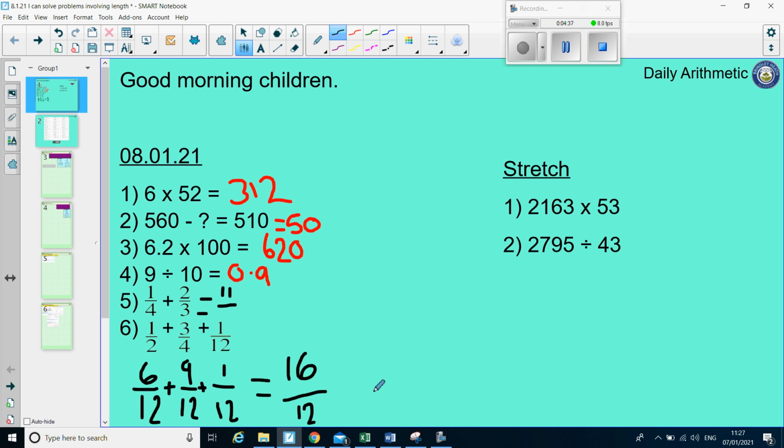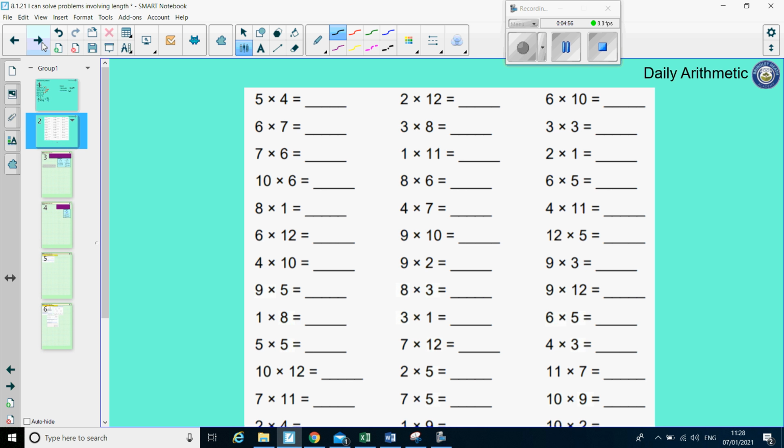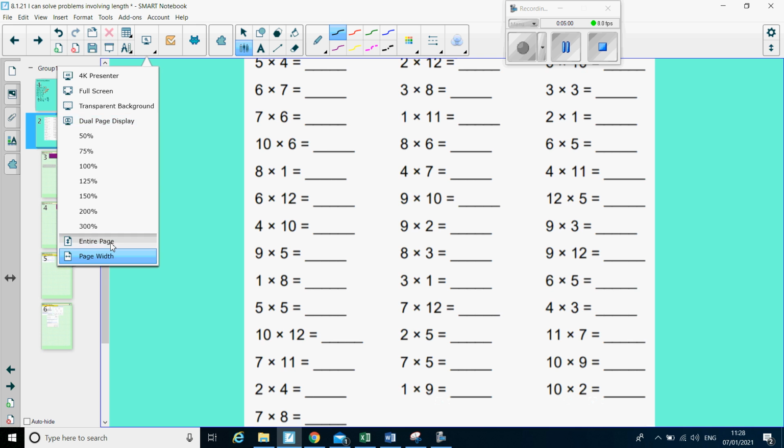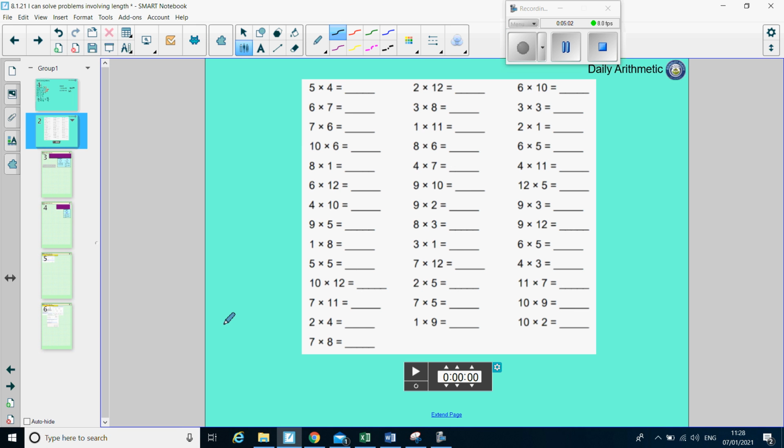Okay, the stretch questions then. The answer for number 1 was 114,639. And the answer for question 2 was 65. Okay, the next thing then we'd like you to have a go at, just make sure you can see all those times tables there. We'd like you to spend 1 minute, time yourself for 1 minute, and have a go at the times tables on the screen.